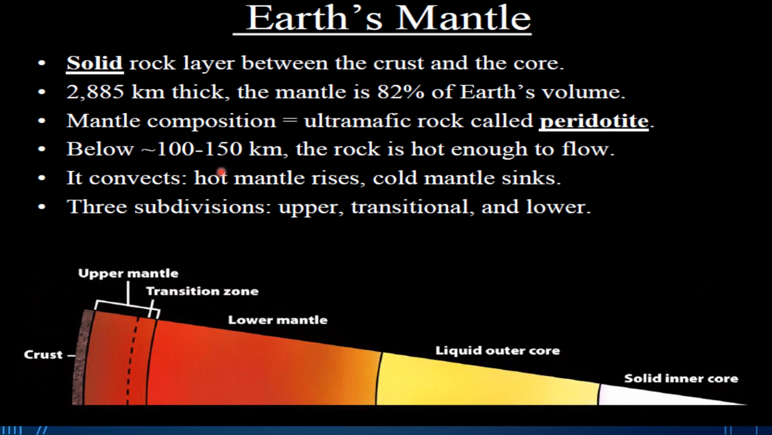And as I've already talked about, below this temperature, this is very important, the rock is hot enough to flow. There will be a heat flow movement. So that region is called asthenosphere, which is below the lithosphere. Mainly the mantle is composed of ultramafic rocks called peridotite, and it is a very large part, 82% of the Earth's volume, and the thickness is also very large, 2885 kilometer thick.